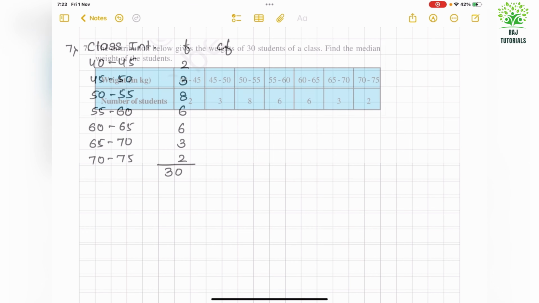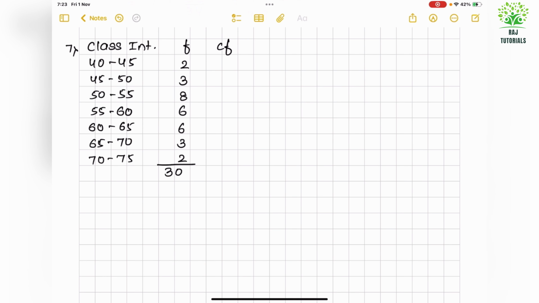Find the median weight of the students. Now table is given to me, so I will need to find CF first. So 2, 5 plus 8 will be 13, then 19, 19 plus 6, 25, 25 plus 3, 28, 28 plus 2, 30. So now n is 30, so n equal to 30. So n by 2 will be equal to 15. So 15th observation will be in this median class.